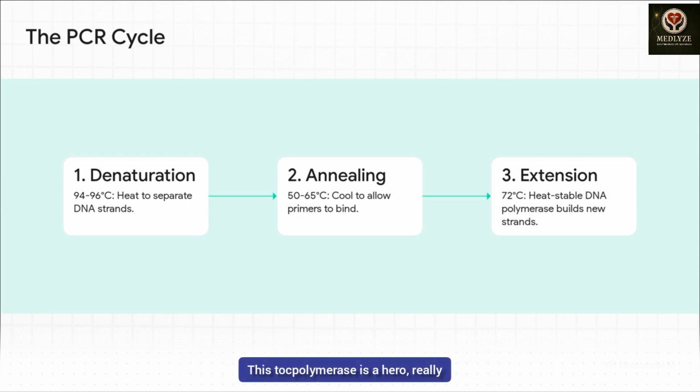This Taq polymerase is a hero, really. It comes from a bacterium called Thermus aquaticus that lives in hot springs, so it doesn't get destroyed at the high temperatures. We just repeat this cycle 30 or 40 times, and we get billions of copies.